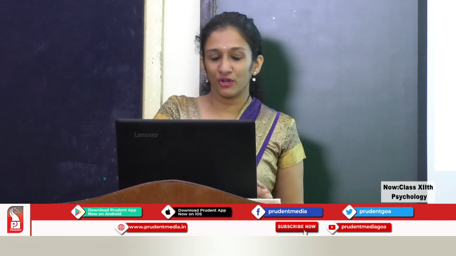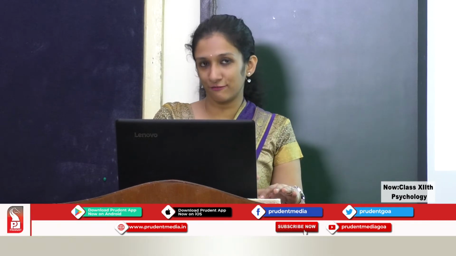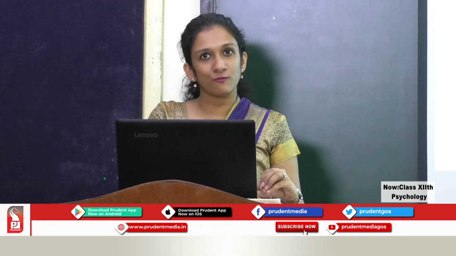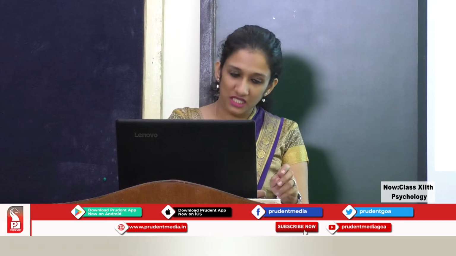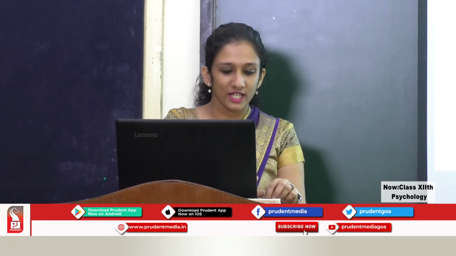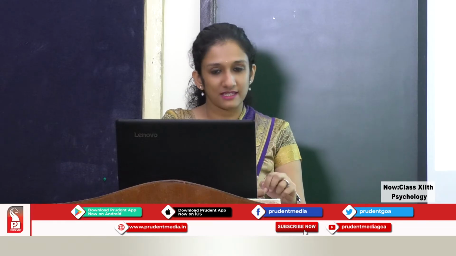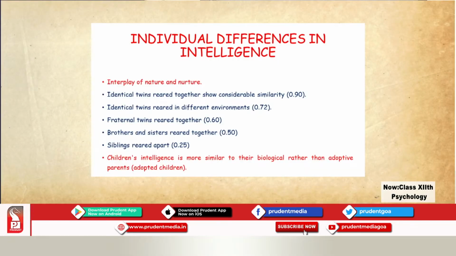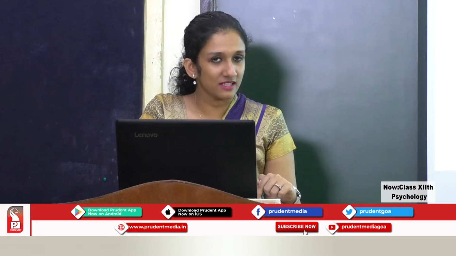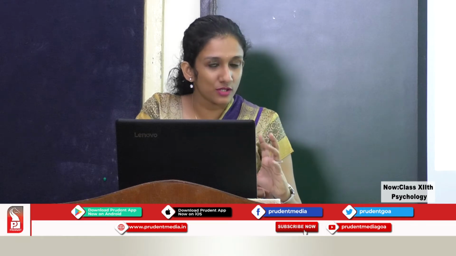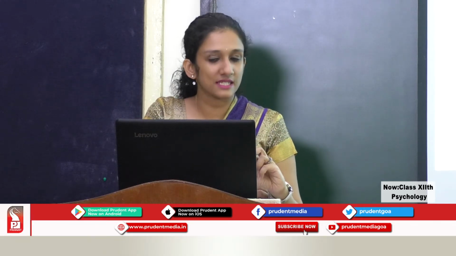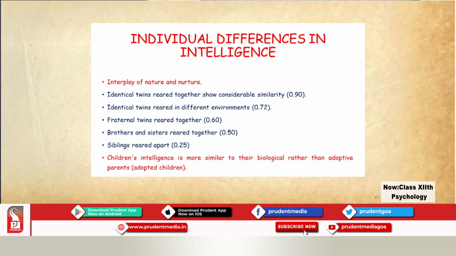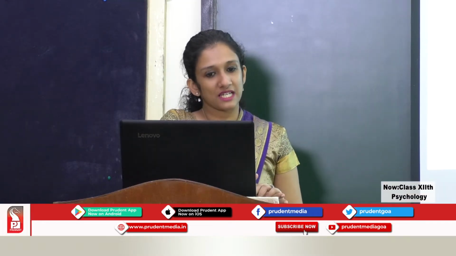There is a number of evidence for hereditary influence on intelligence that mainly comes from studies done on twins and on adopted children. So what were the findings, what were the correlations that they found? The intelligence of identical twins reared together correlates almost 0.90. So identical twins who were reared together are considerably similar. Whereas identical twins reared in different environments correlate up to 0.72.